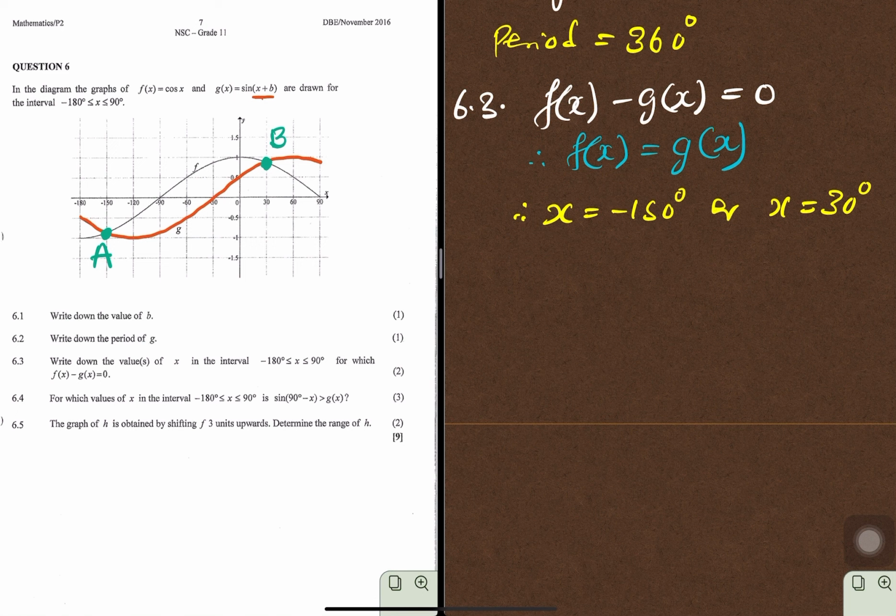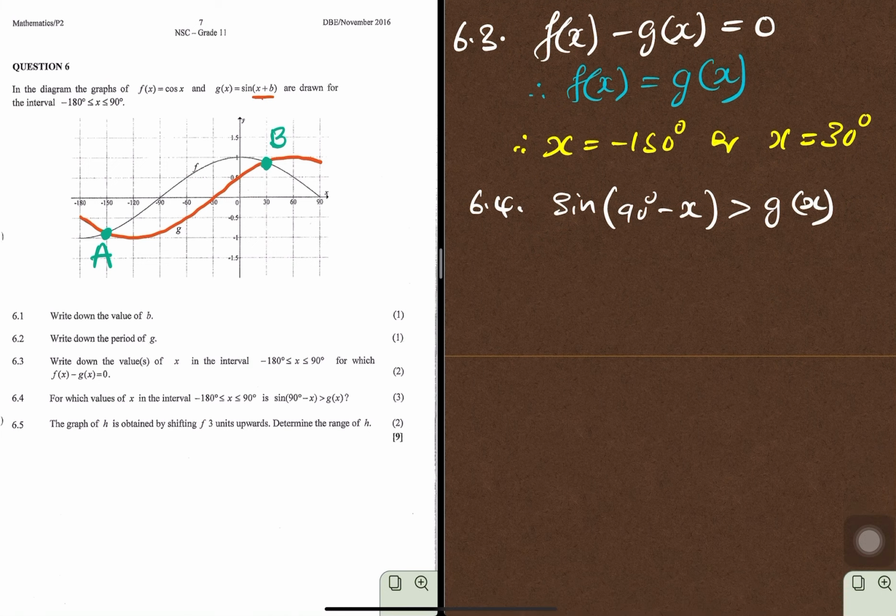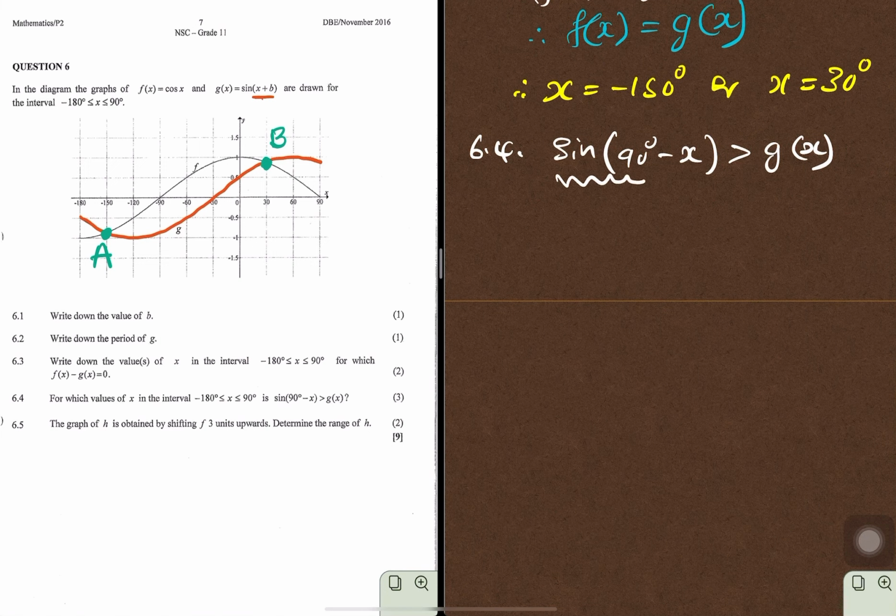Now 6.4, for which values of x in the same interval, which is minus 180 to 90 degrees, is sine of 90 degrees minus x bigger than the graph of g. So now pay attention. You have sine of 90 degrees minus x is bigger than g of x. Now what I want you guys to pay attention to is this thing. You guys know what this is, eh?